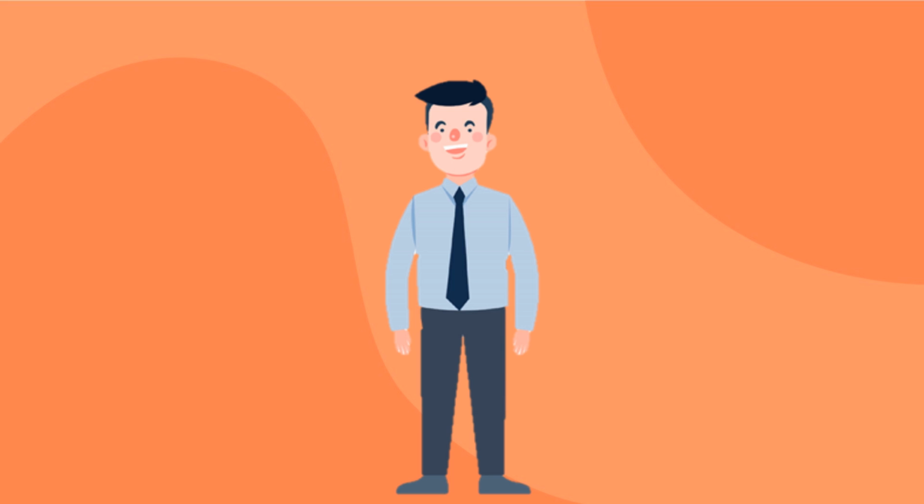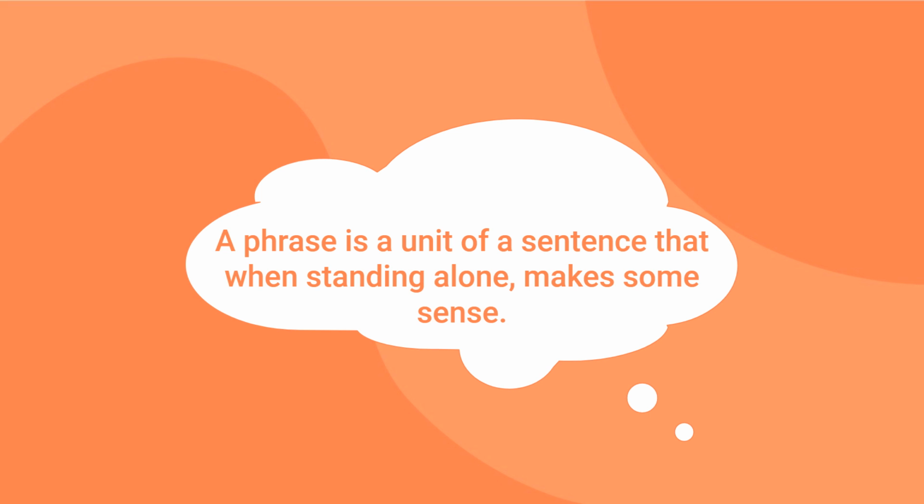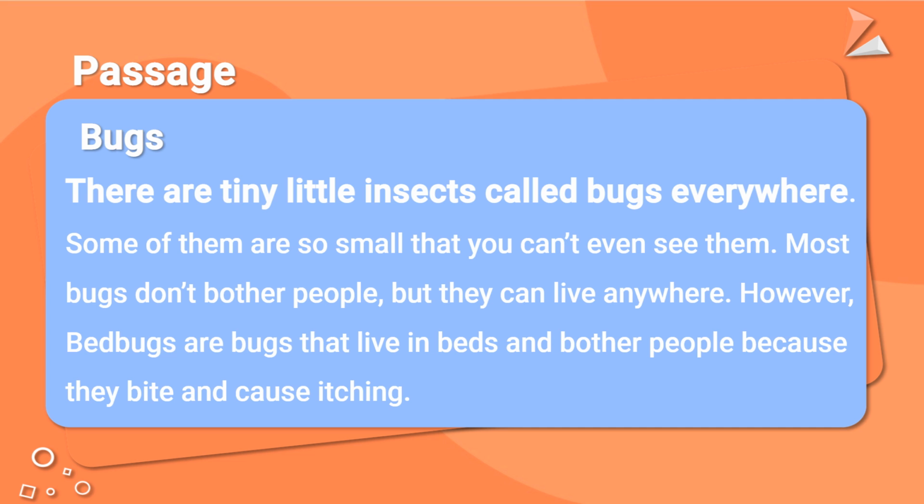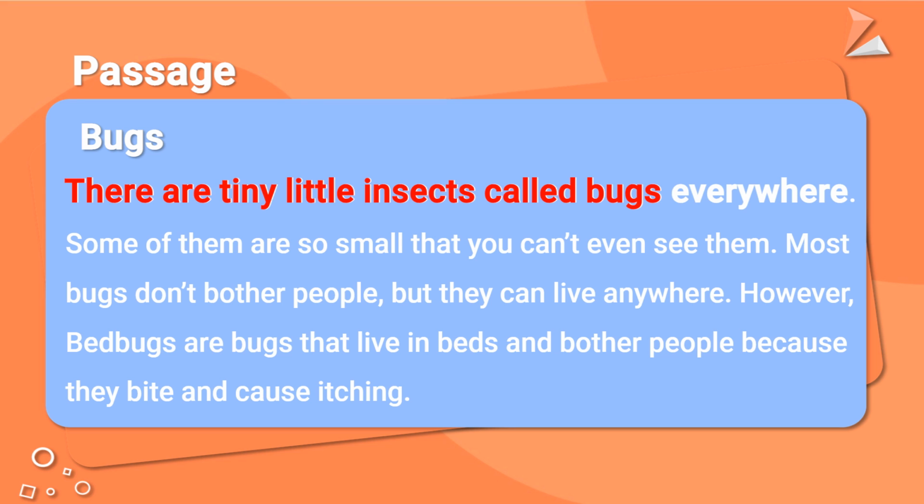And finally, can you recognize any phrase in the passage? Remember, a phrase is a unit of a sentence that, when standing alone, makes some sense. From this sentence in the passage, there are tiny little insects called bugs everywhere. Can you pick out a phrase? Did you say tiny little insects called bugs? Well, that's absolutely right. Now it's quite easy, isn't it?